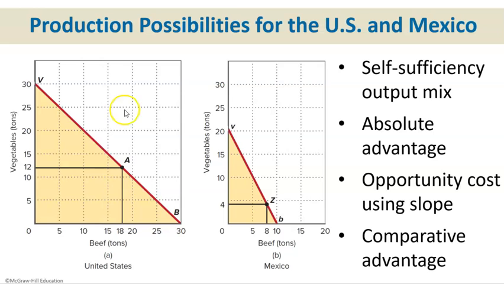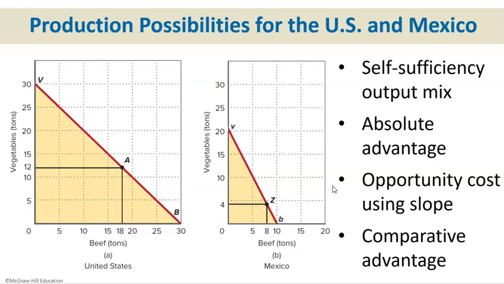curve to produce. Over here, we have this same data for Mexico. So if Mexico uses all of their resources to produce vegetables, they would make 20 tons of vegetables. If they used all their resources to produce beef, they would make 10 tons of beef. And they're going to choose this self-sufficiency output mix where they have a little bit of both, 4 vegetables and 8 beef. So they'll be at point Z if they decide not to trade.